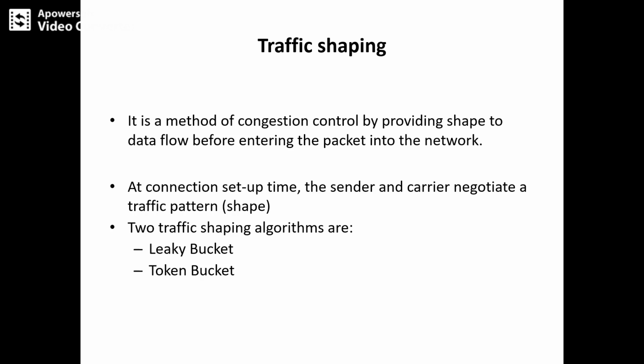So the sender, whatever data is going to be sent, and the carrier, which carries the data packets or flow, should both negotiate a traffic pattern, a particular shape, that they decide on. That is called traffic shaping. There are two traffic shaping algorithms we are going to look at: one is leaky bucket, and the other is token bucket. But we will discuss only the leaky bucket algorithm of traffic shaping.